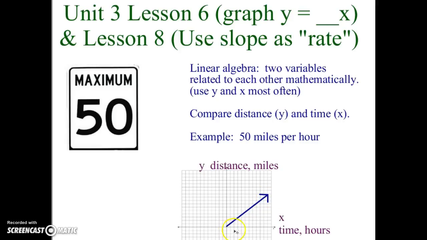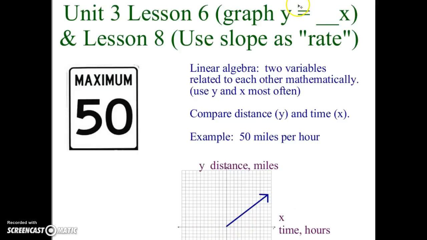Now, what are the numbers? Well, after 1 hour, I go 50 miles. After 2 hours, I go 100 miles. 3 hours. I just threw this arrow in. I don't know exactly how it's going to look, but you can make an actual graph. In this case, you wouldn't use the negative numbers because you don't have negative time or negative distance.